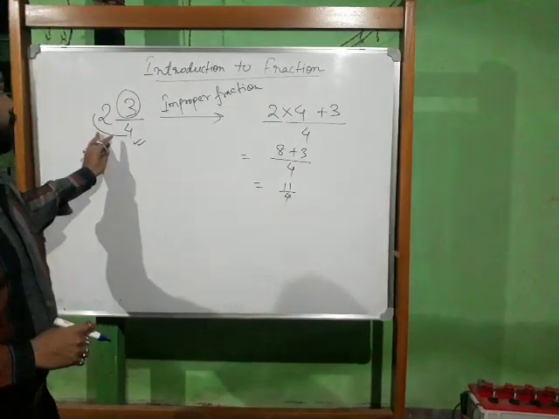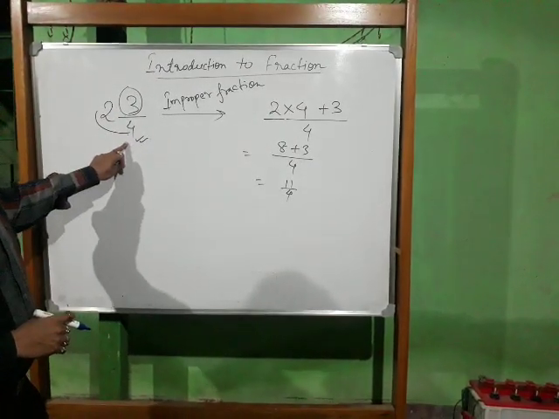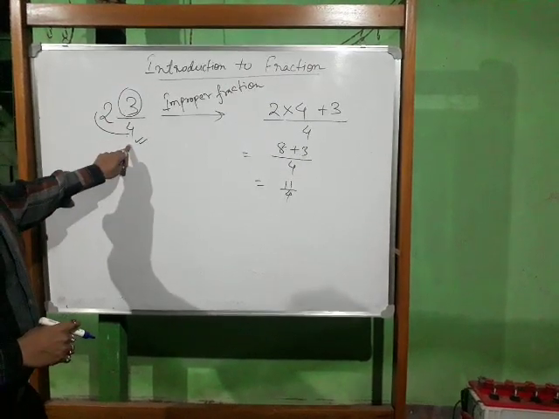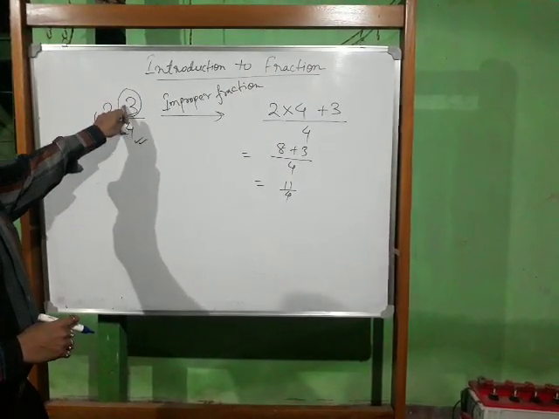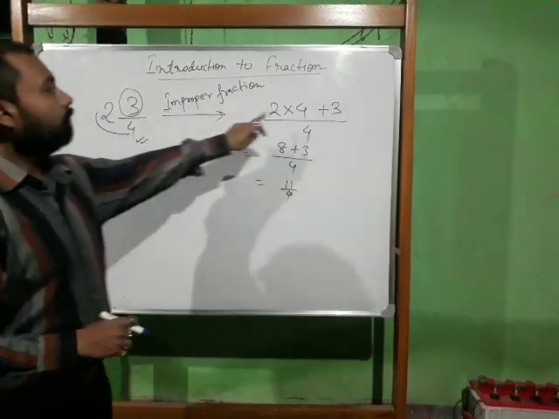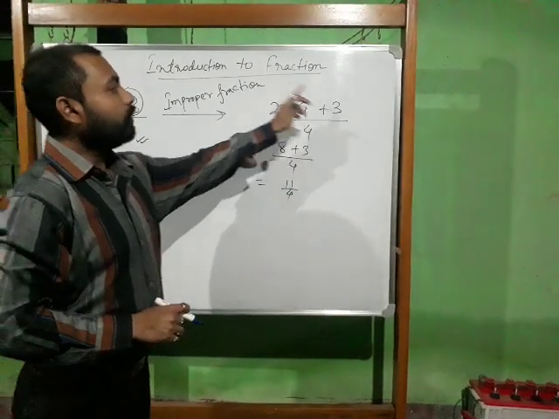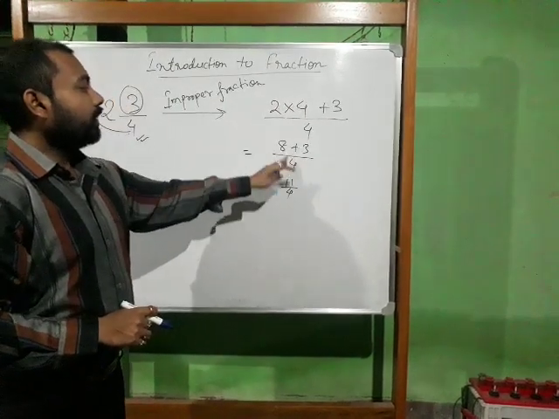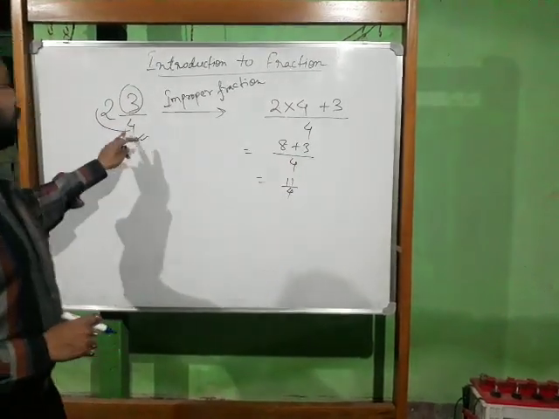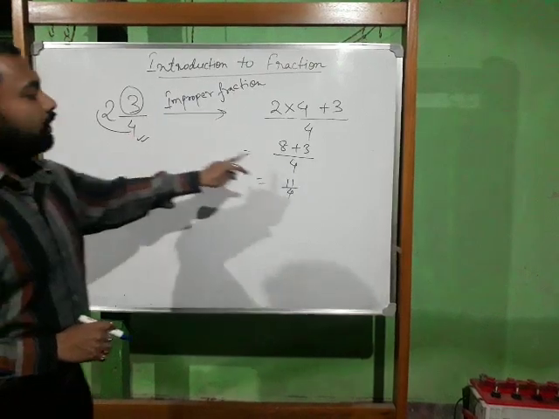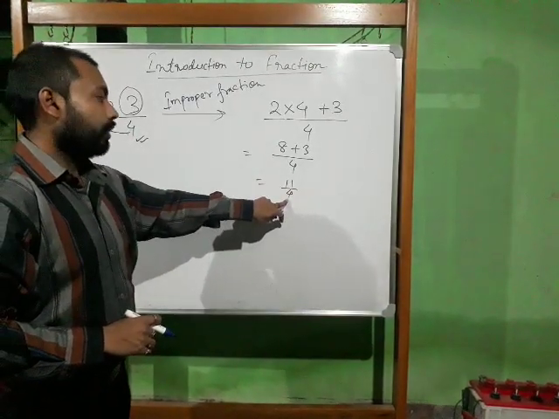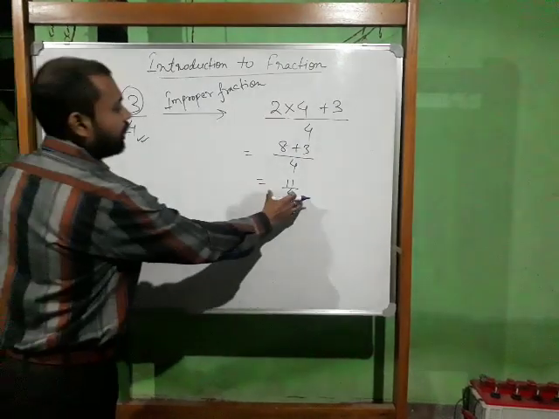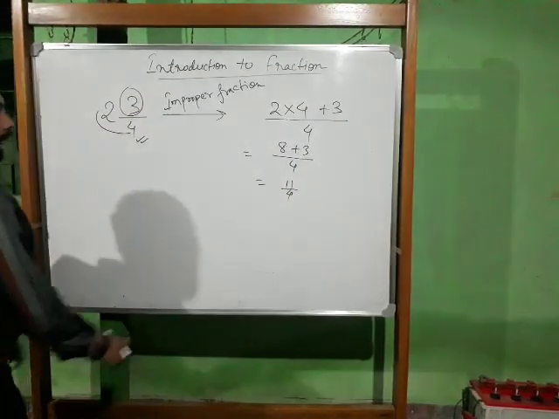Because at first what the rule says, you have to multiply the whole number with the denominator. Then you have to add the numerator. So 4 into 2, 8. Then you add the numerator, it is 3 in the numerator. So you have added 3. After adding 3, the answer is 11. And whatever number is there in the denominator, that one we will write at the denominator. So in this way, we can convert this into improper fraction.